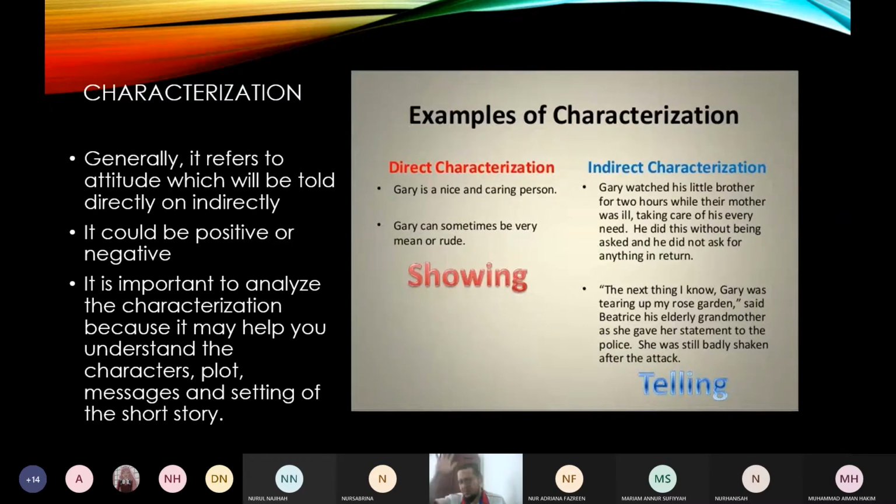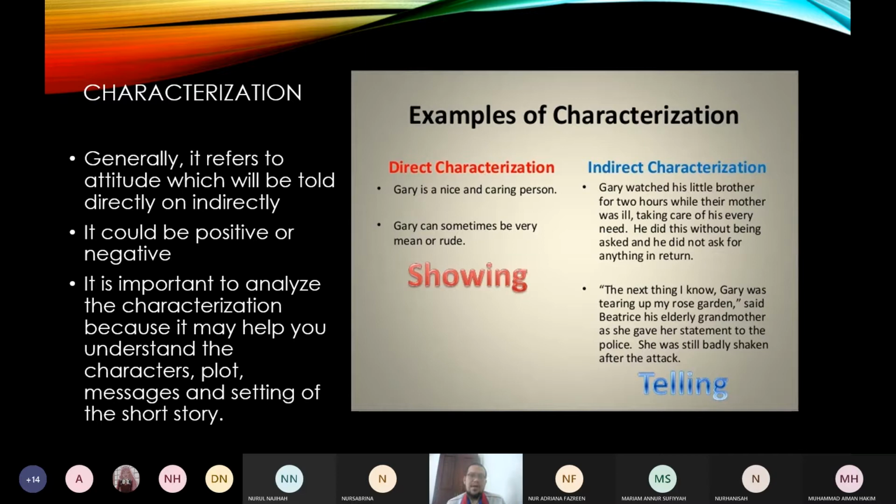Kalau direct dia akan bagi terus. Contohnya, Gary is nice and caring person. So characterization dia nice and caring. Selalunya kita fokus on adjective kalau kita tengok characterization. Alright, Gary can sometimes be very mean or rude. So mean and rude is actually characterization, sifat karakter tu.